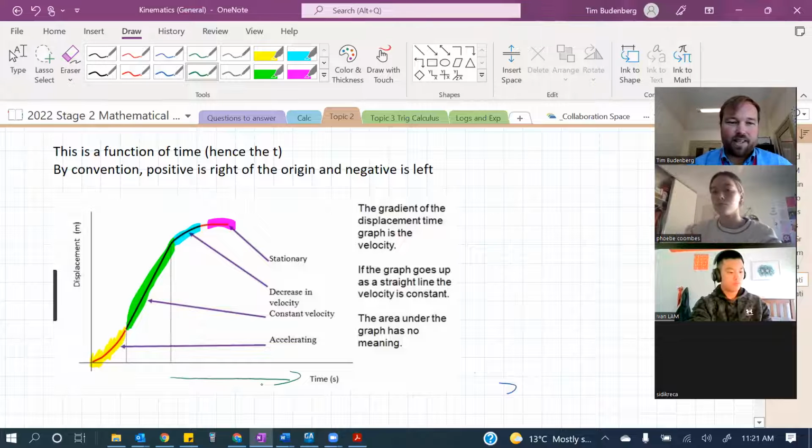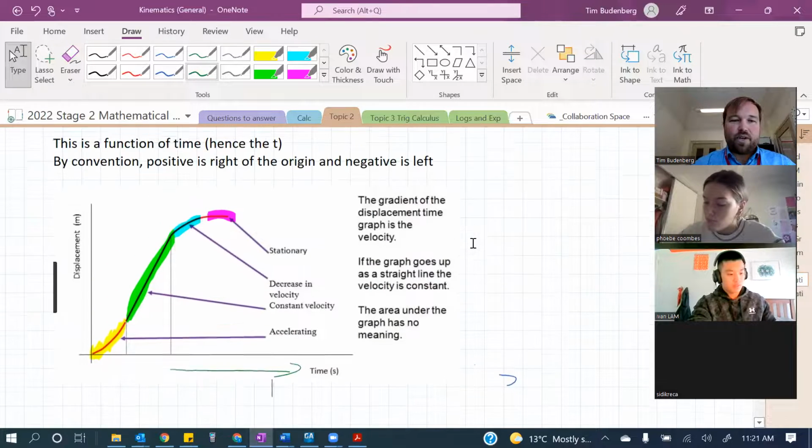Have you guys seen this type of graph before? This displacement over time? Yeah, in physics, before leaving school. All right.